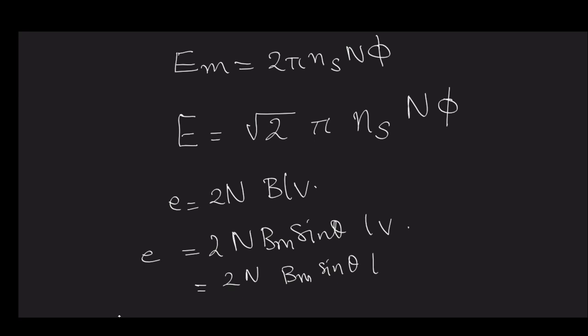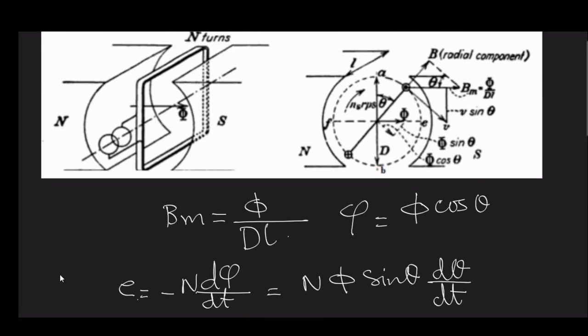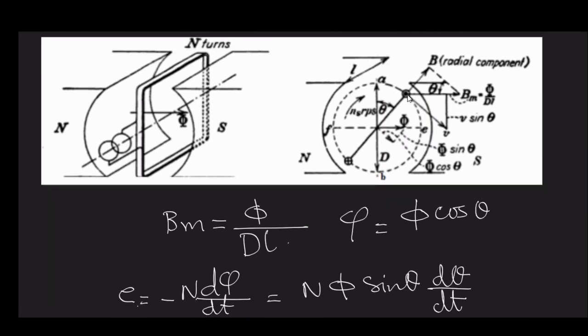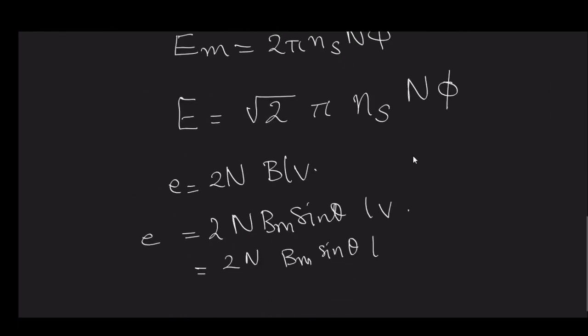How to write v? Any guess? Try to understand. V is the linear velocity. So what is the relation between linear velocity and your angular velocity? So linear velocity should be r omega, so in that case, what you will have.